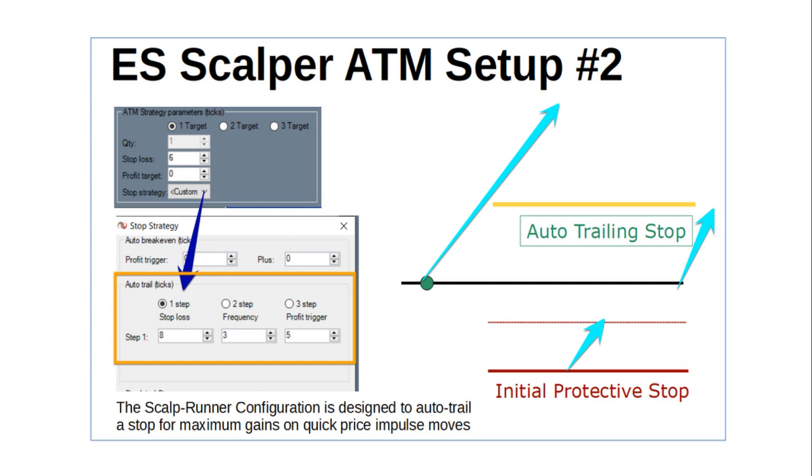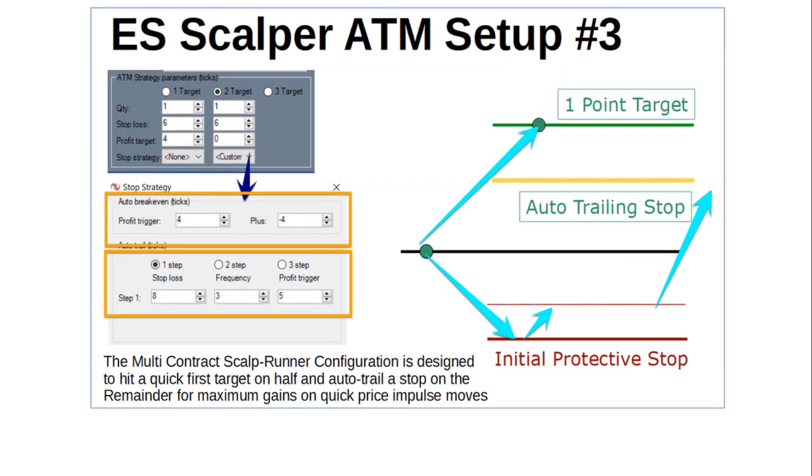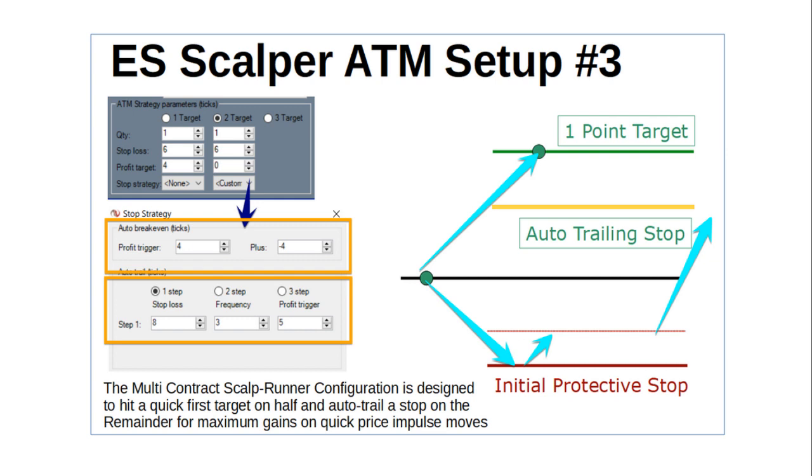Okay, tools. Now let's go to the third ATM setup there, Bill. On this one here, this is a 2-part scaled exit. All right, so let's talk about that.